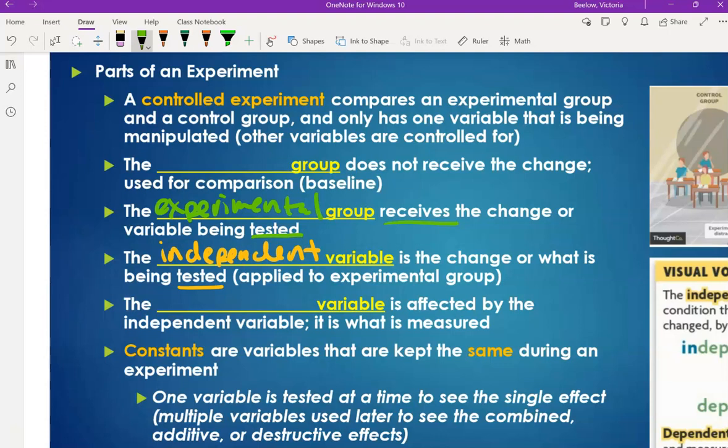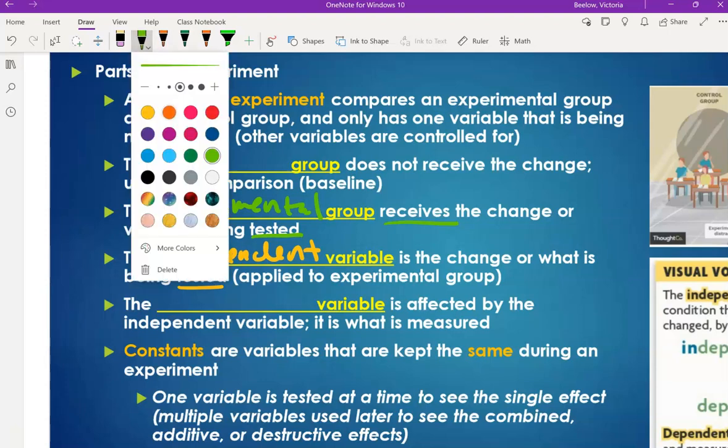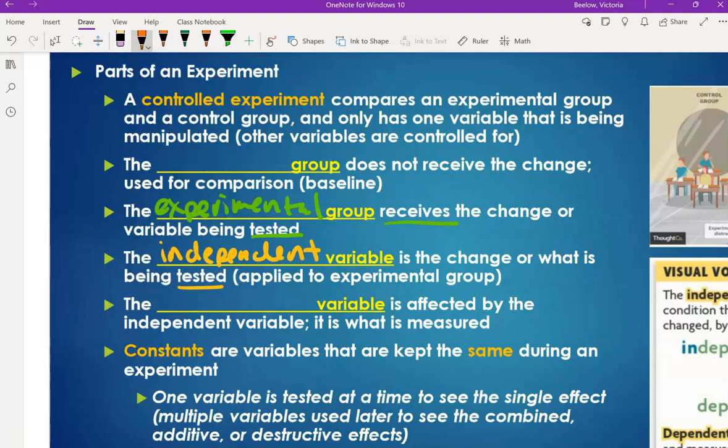That's doing the studying, that's doing the homework, that's testing whatever it is you're trying to test, versus the control group. That is the group that does not receive whatever it is you're changing or testing, and this is your baseline.